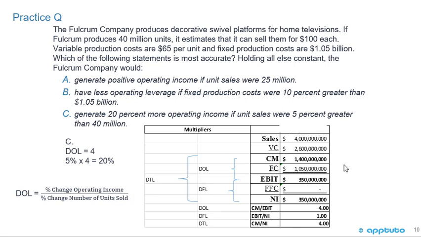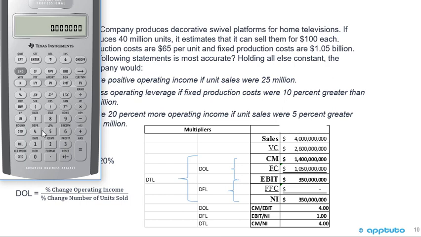But here we're just asking for the degree of operating leverage, so we only have to go down as far as the operating income. So I'm going to bring up my calculator very quickly, and I'm going to do 40 million units times my $100 each, which is easy, and I'm going to have sales of 4 billion. And then in terms of my variable costs, it says $65 times my 40 million units, and I'm going to have variable costs of 2.6 billion.